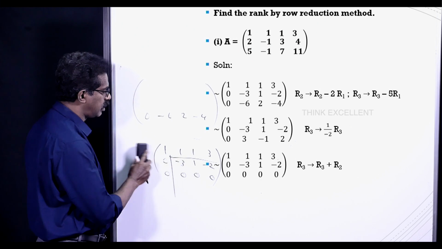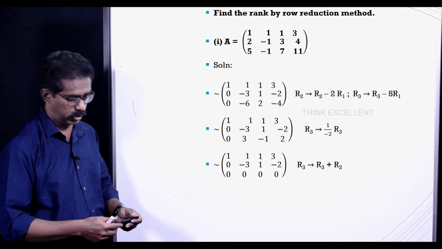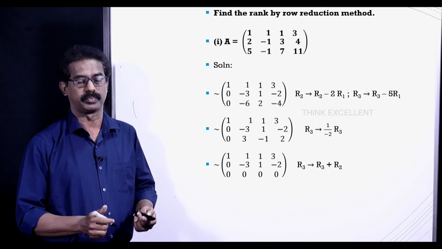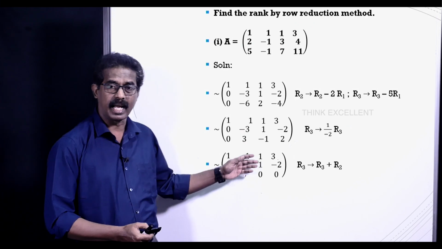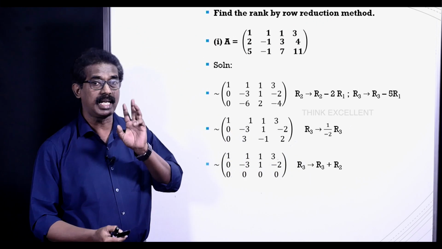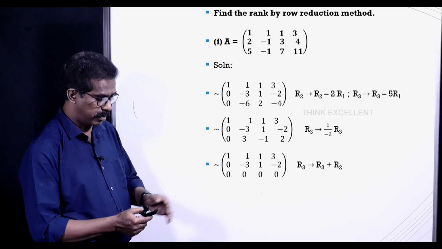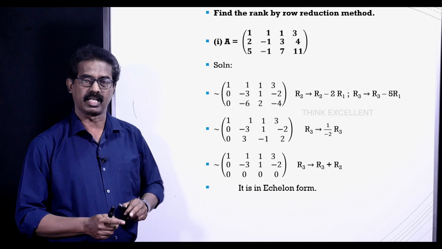With this step you can stop, and the last row is fully 0, right? So you cannot proceed to the third row. Now the steps that you write. By seeing, the rank is only 2, right? Because the last row is fully 0. But you write the steps. 3 lines you have to write. This form is called what? Echelon form. You write first that it is in echelon form.